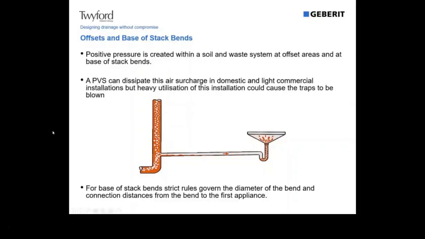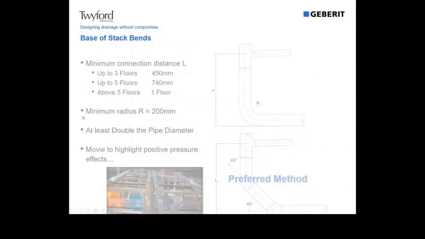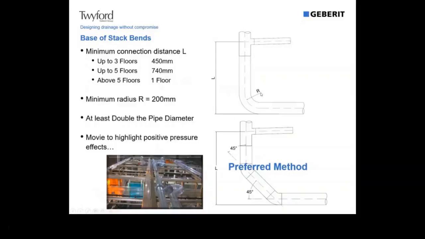minimum connection distances. So at the bottom of the stack, we can only use a long radius bend, or the preferred method is using two offsets at 45 degrees with the distance between the two bends being twice the diameter of the pipe. So it makes for quite a long system, but it does stop having that system where it is gargling the water and pushing water back through.